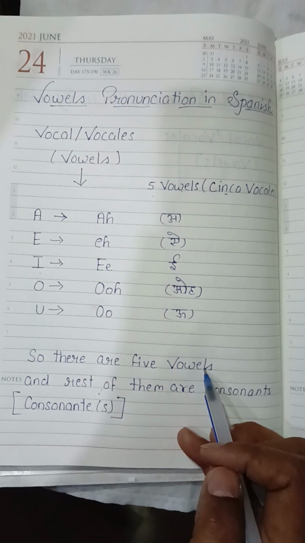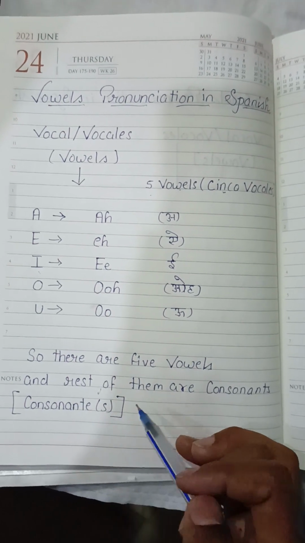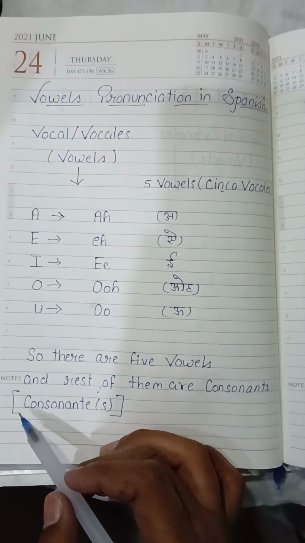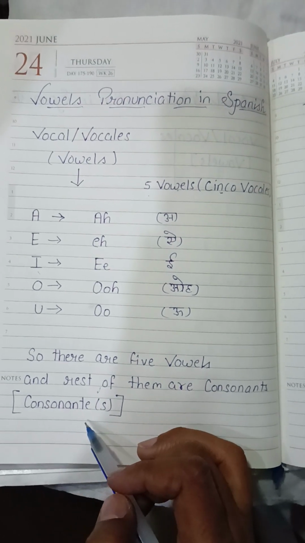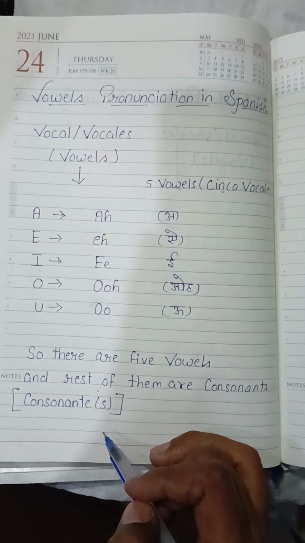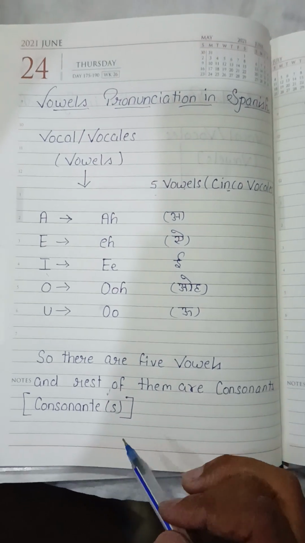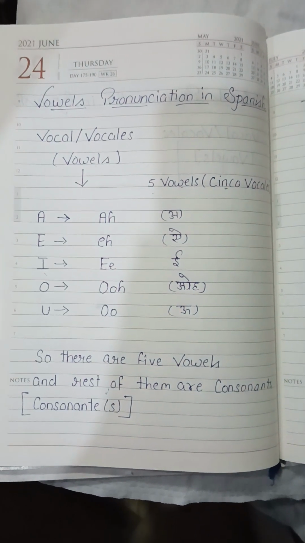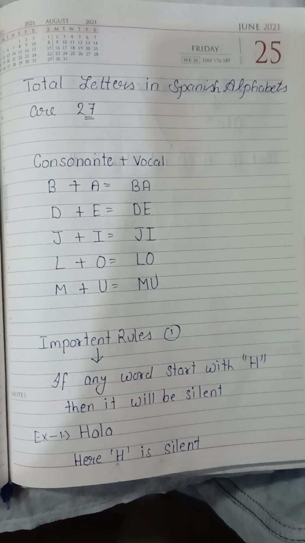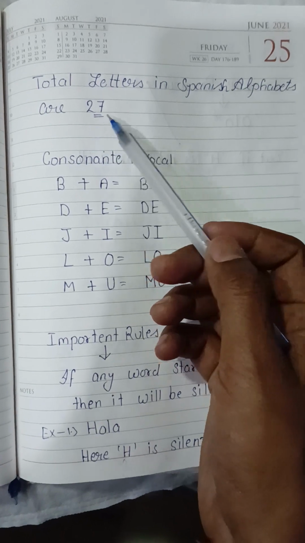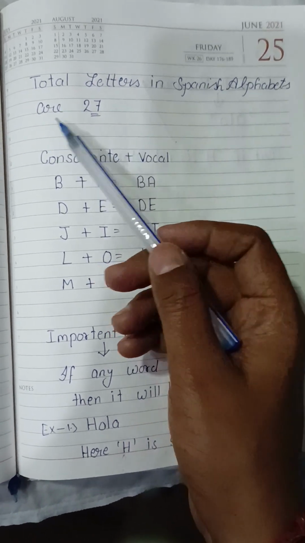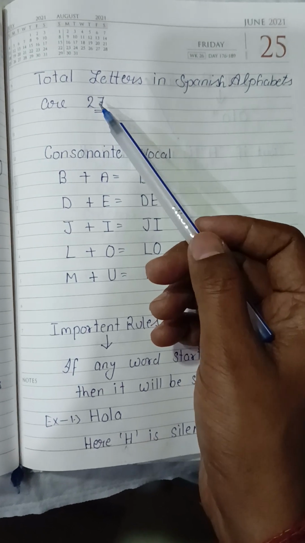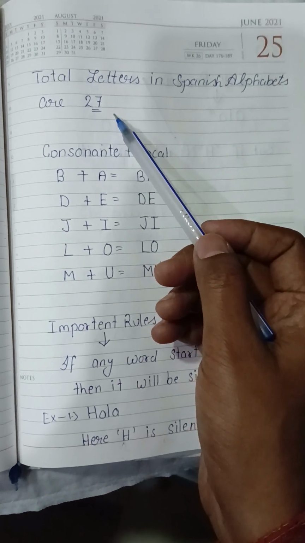So there are 5 vowels and the rest of them are consonants, and in Spanish, consonantes. And you know, friends, how many letters are in the Spanish alphabet? Do you know? Okay, I will tell you. Total letters in the Spanish alphabet are 27. In English there are 26, but in Spanish there are 27.